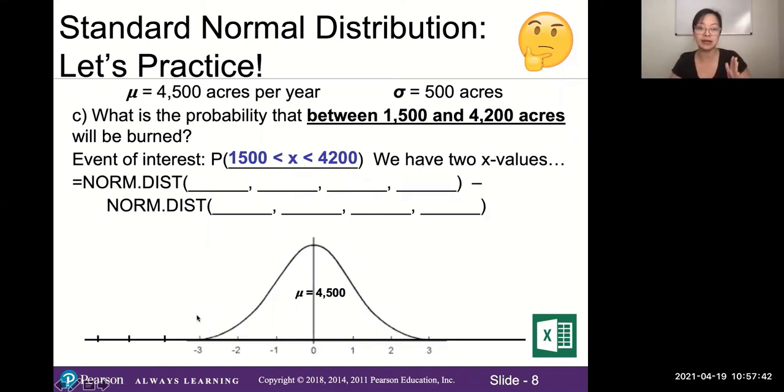What we're really doing is, again, remember Excel only knows how to read left to right. It doesn't know how to find exactly in between.